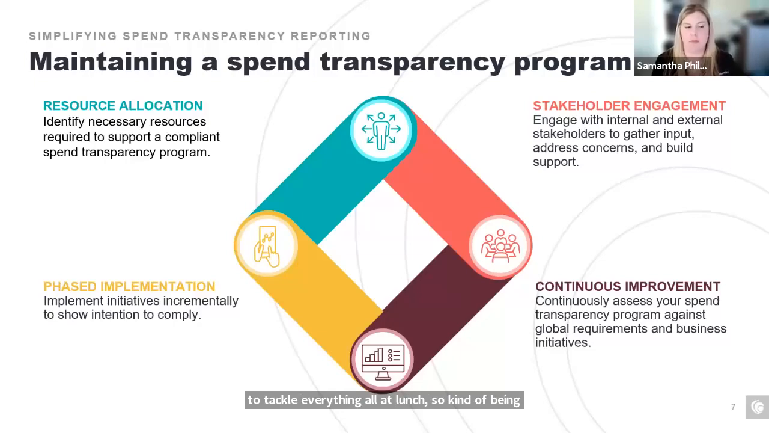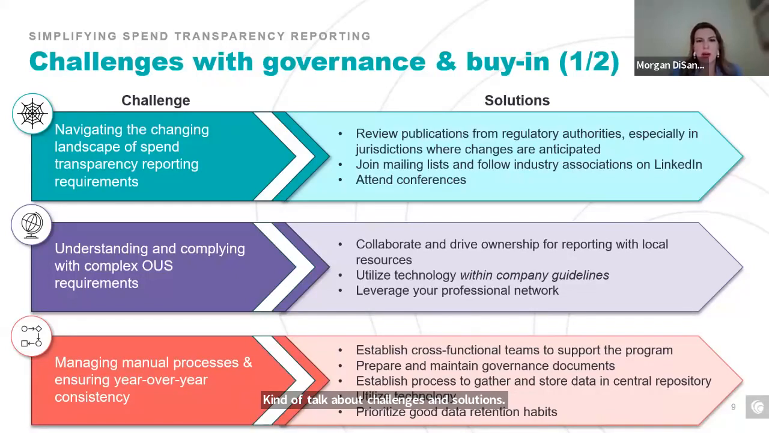So when we were thinking about high-level buckets of challenges that you might face with your spend transparency program, we first thought of governance and obtaining buy-in. We bucketed this into 5 challenges. There will be another slide as well. And then, of course, solutions to these challenges.